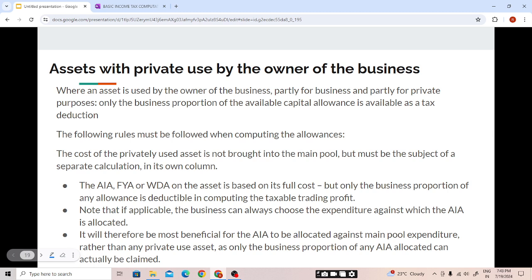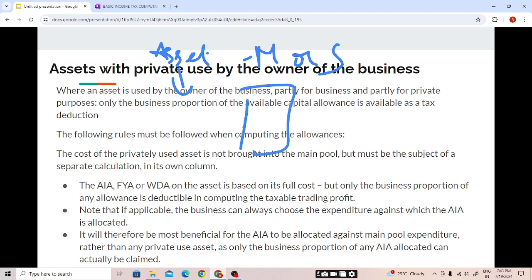Students, one point you need to keep in mind: whether the asset belongs to main pool or special pool, if there is any private use, it will be classified as a separate pool. Each asset, either under the main pool or special pool, but with private use of the asset, will be calculated as a separate pool. For each private use of the asset, a separate pool will be there. I hope this point is clear.